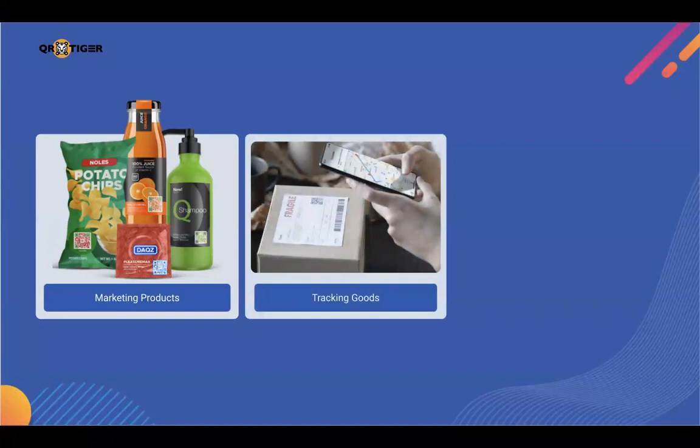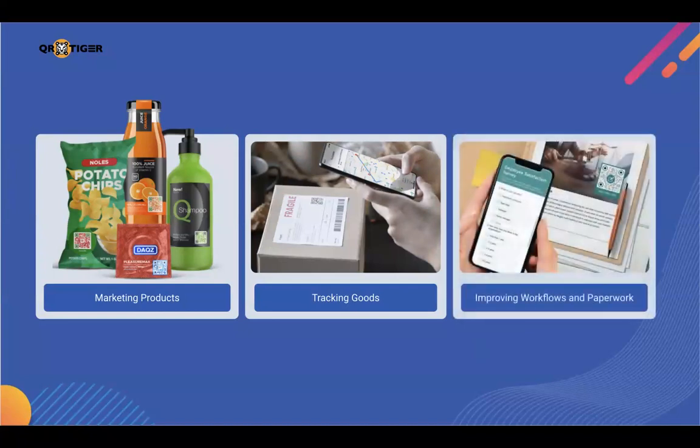We also use QR codes for tracking goods and services. We can use it to track packages, do inventory, as well as improve workflows and paperwork. So in this example here, we have an employee satisfaction survey. Maybe we're using it for gathering employee data, or even for career options as well. So instead of somebody filling out everything by hand, they scan the QR code and submit an application digitally.